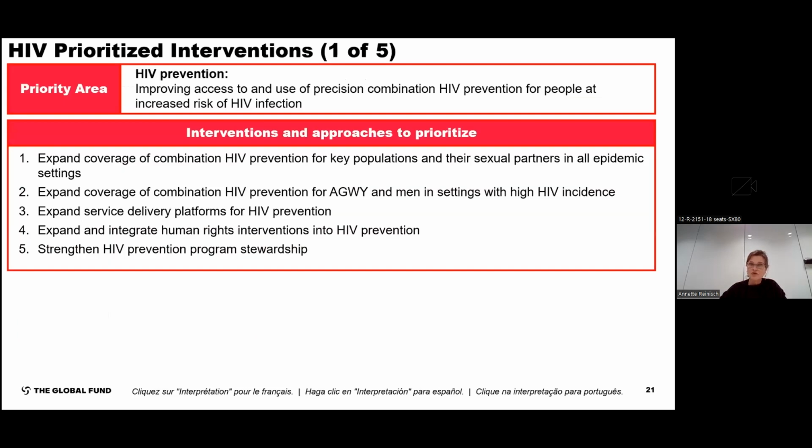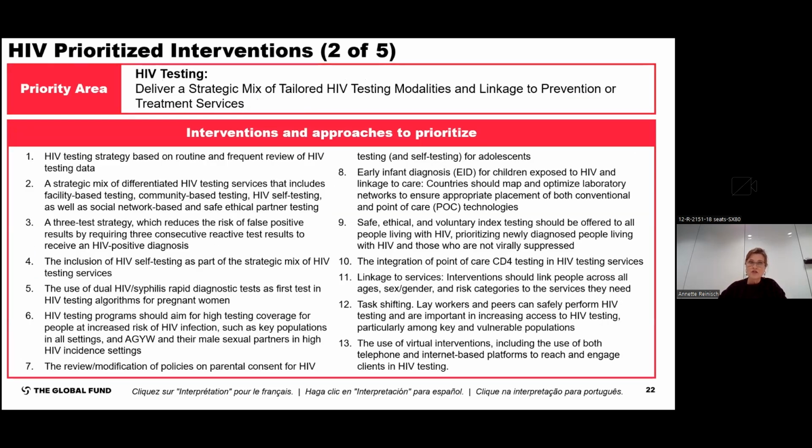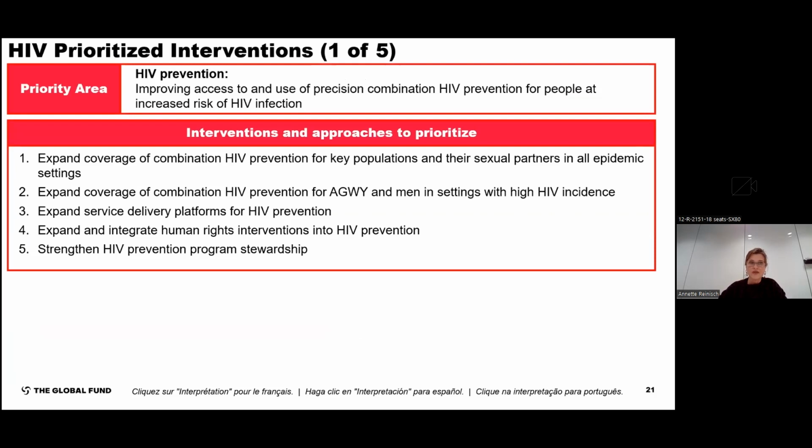Now I'm going to speak to the HIV program essentials and the prioritized interventions for consideration in funding requests, both of which are presented in the information note. The next 5 slides present the prioritized interventions proposed for funding through the Global Fund. They cover the HIV program areas, which I will briefly summarize. First and foremost, HIV prevention, which is about improving access to and use of precision combination HIV prevention for people at increased risk of HIV infection.